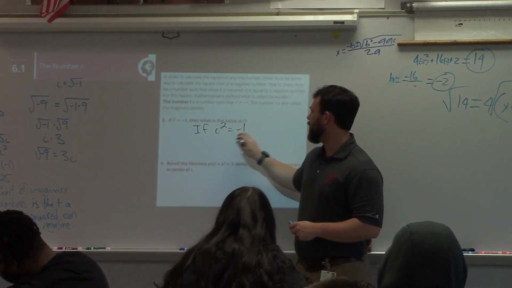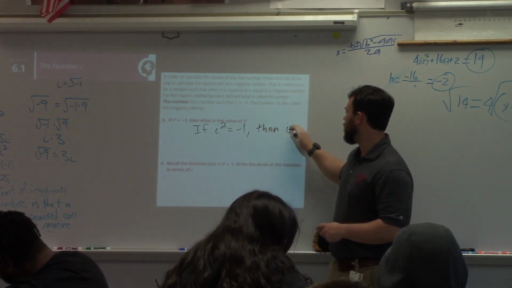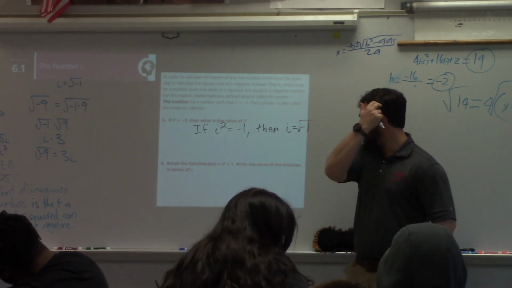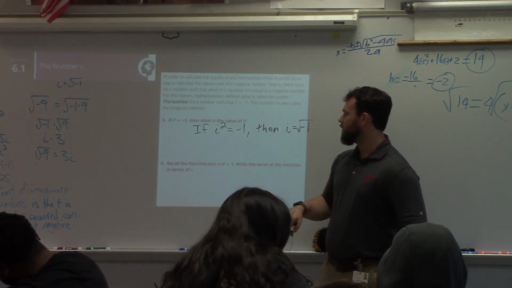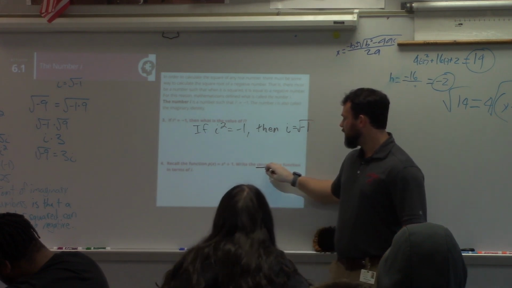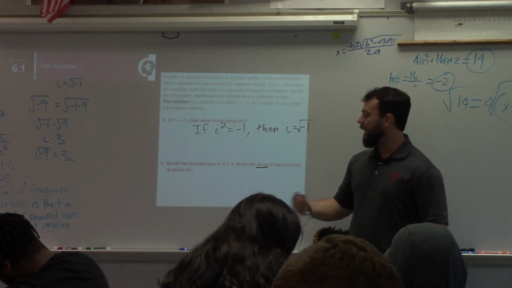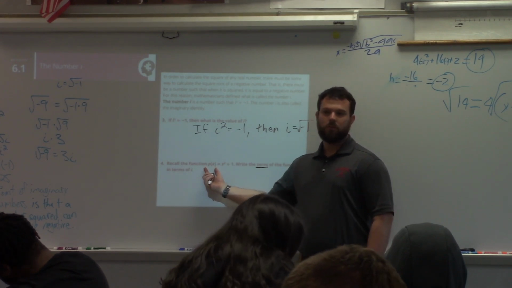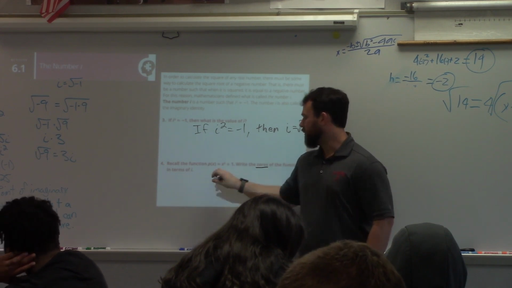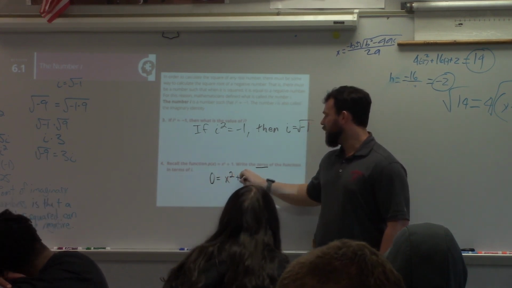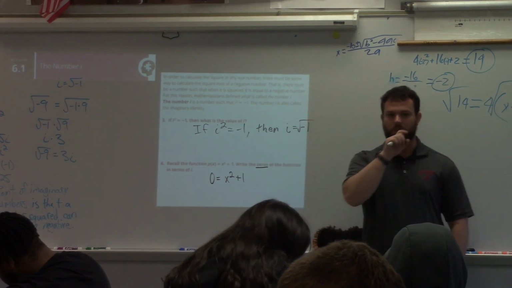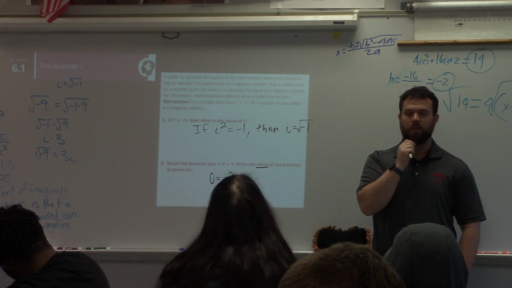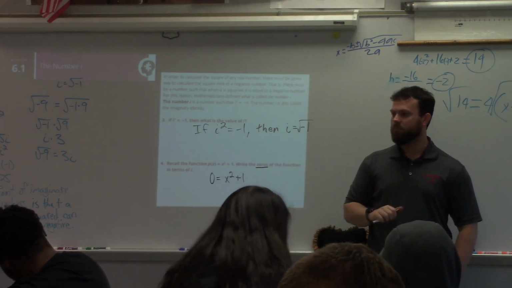Make sure you have this idea down. And now let's talk quickly about number 4. Number 4 says, recall the function p of x equals x squared plus 1. Write the zeros in terms of i. So if I'm looking for a 0 or a root, that means my y value is 0. So 0 is equal to x squared plus 1. How would I solve for x in this equation?